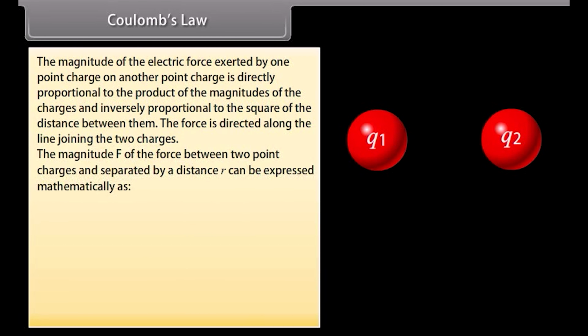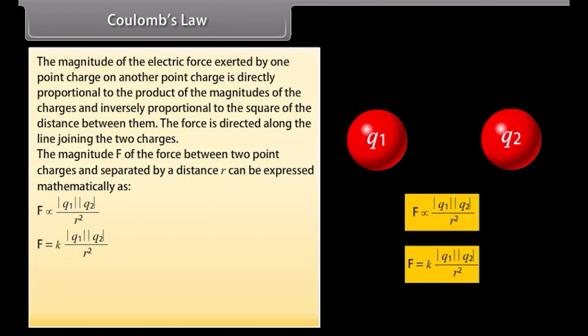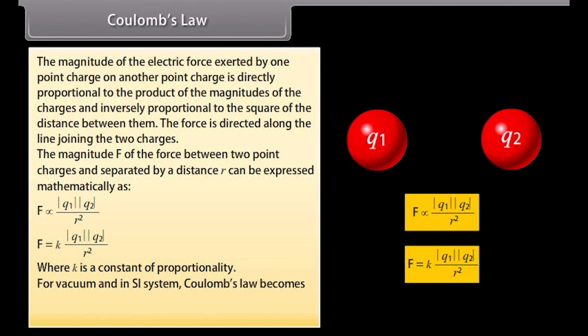The magnitude F of the force between two point charges Q1 and Q2 separated by a distance r can be expressed mathematically as F = k|Q1||Q2|/r². Here, k is a constant of proportionality. For vacuum and in SI system, Coulomb's law becomes F = (1/4πε₀) |Q1||Q2|/r².